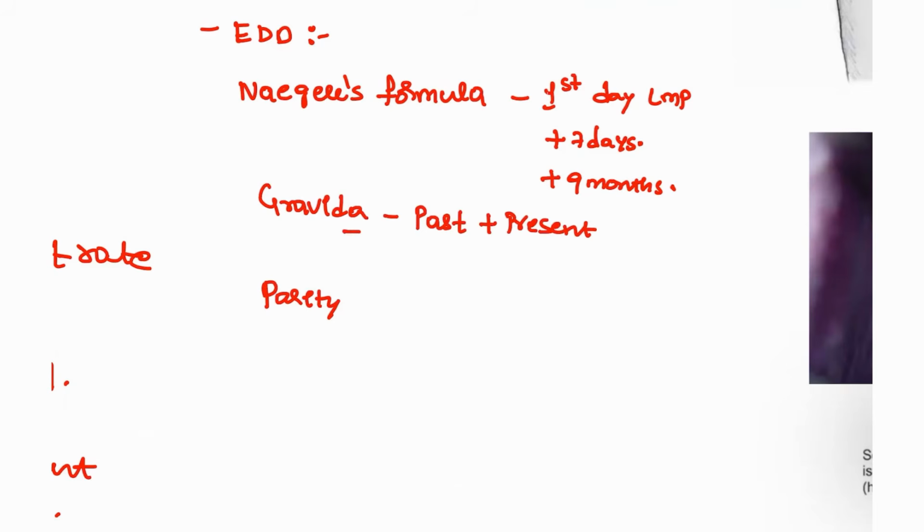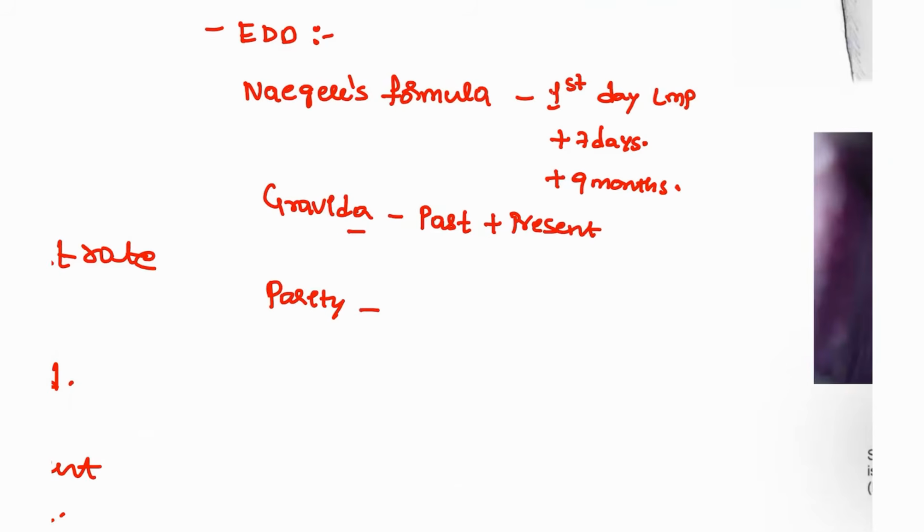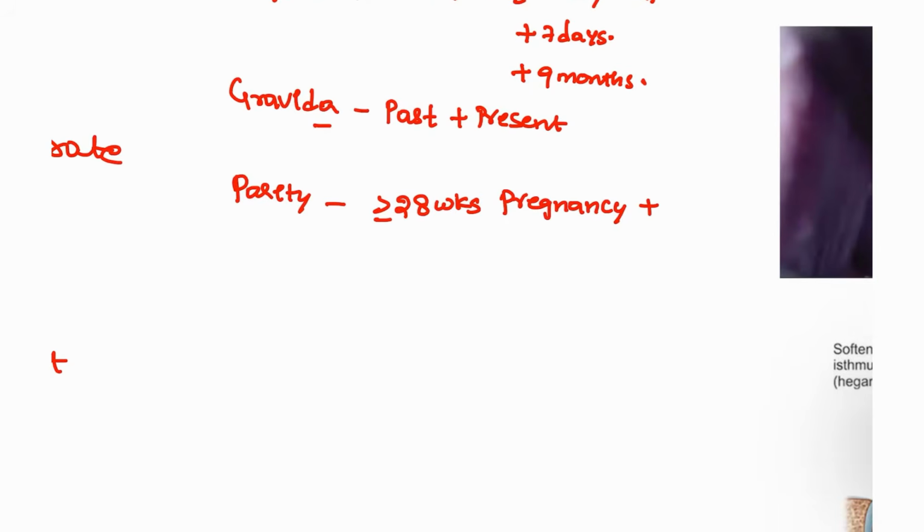Next, parity. Parity means the number of pregnancies that she has carried beyond 28 weeks. So if a pregnancy of more than or equal to 28 weeks is crossed, then we can call this patient a parity. Okay, this is how parity is calculated. So gravida and parity, you have to take note. Also, A for abortion we are going to include, and L for living. This is how we add in the scoring. So this is the basic question; if they ask, you can easily answer.